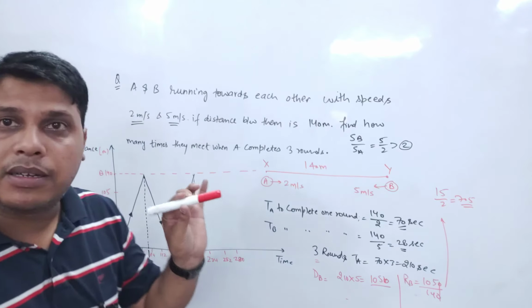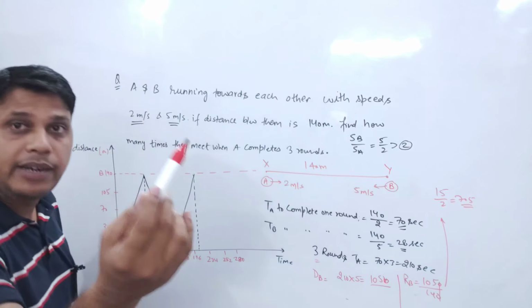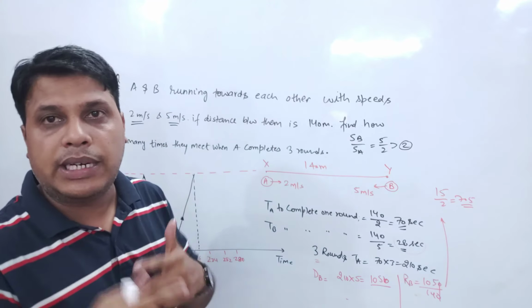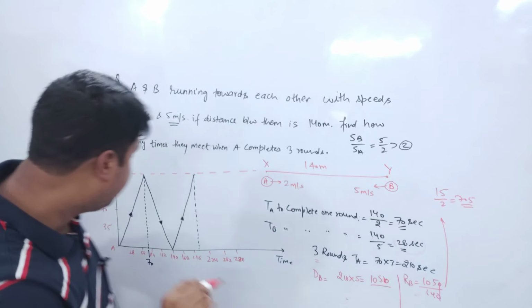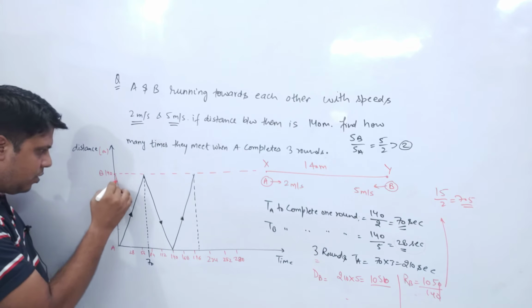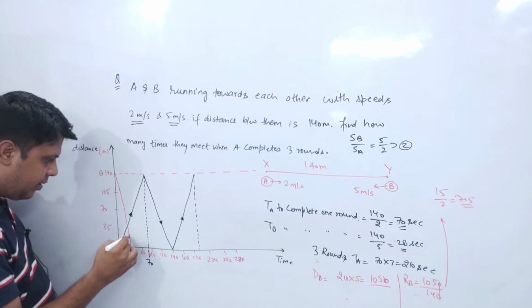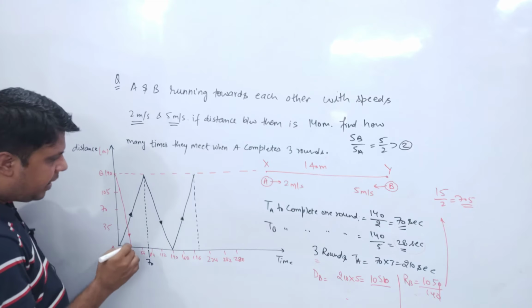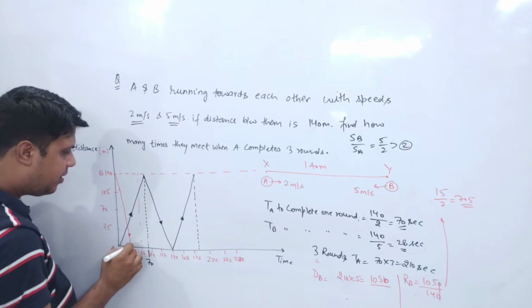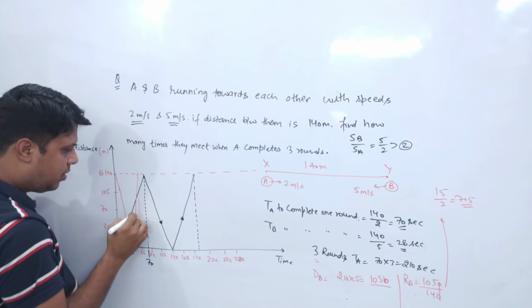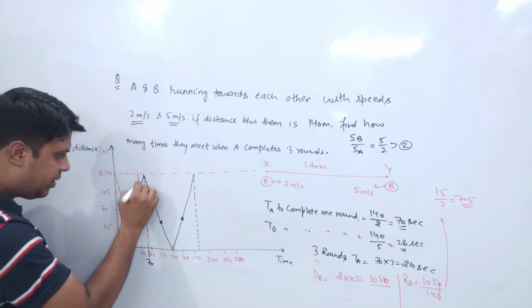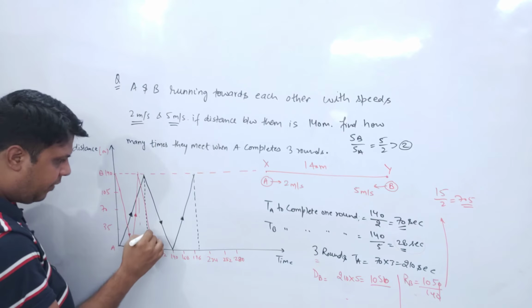So I'll be marking the graph for B with the red marker. So first round is completed in 28 seconds. Every time it is completing 28 seconds, one round will be completing. So this is the first round of B, right? Similarly B is completing the second round in 56 seconds. So this is B, right? Is it clear? Similarly B is completing the third round in 84 seconds. I believe it is clear.